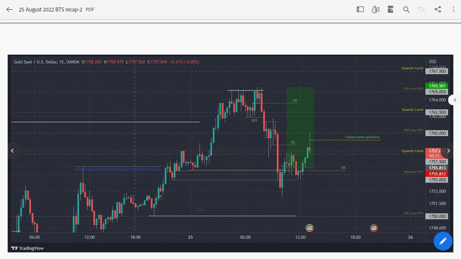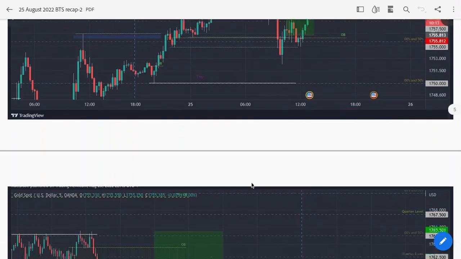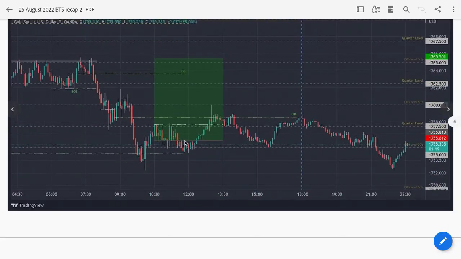And this price action here eventually took out the stop loss at break even. That's okay. Not all trades will always reach our ultimate take profit.